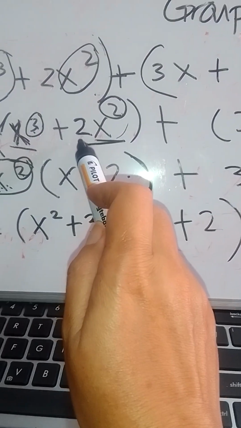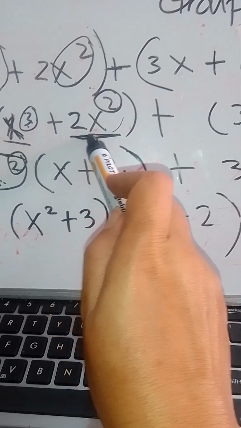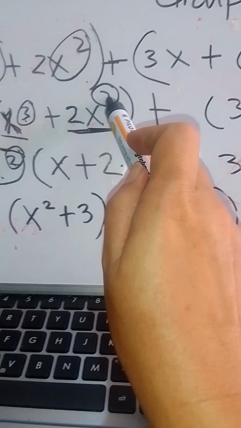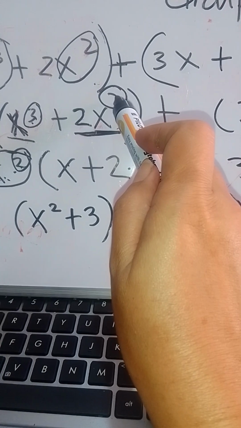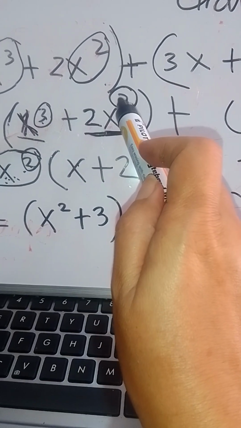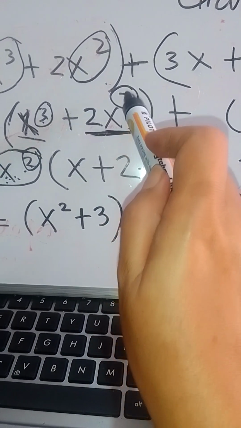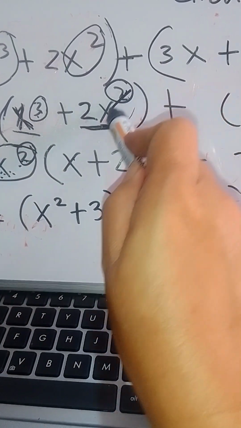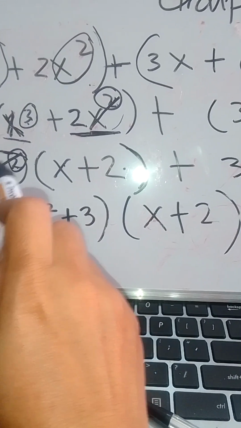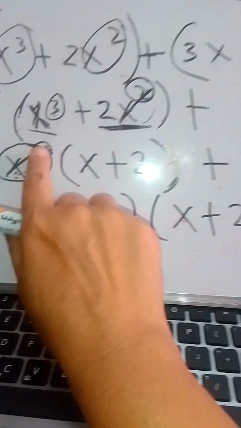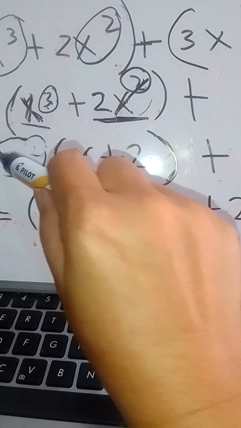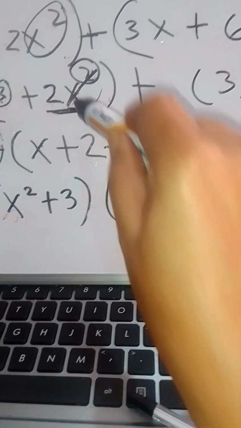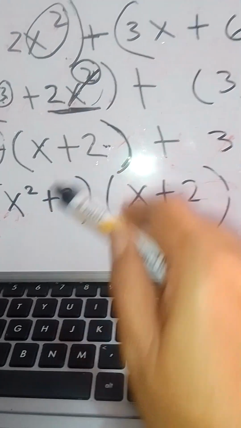And then this one, 2x squared divided by x squared. Since x squared and x squared are the same, when you divide variables, subtract the powers. So 2 minus 2 is 0, meaning the x will be gone. So this will now become 2. So 2x squared divided by x squared is 2, positive.